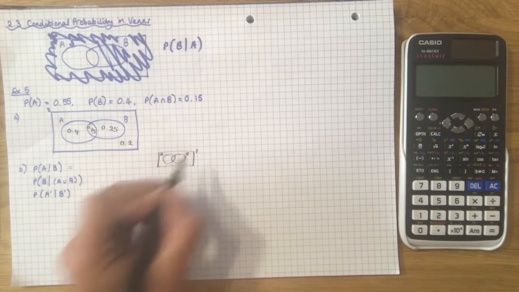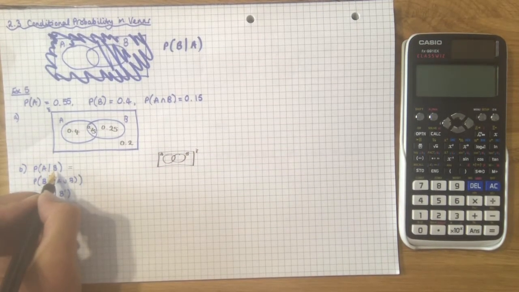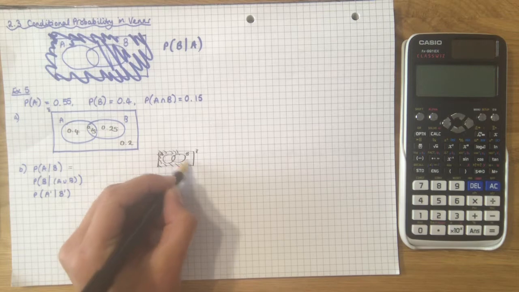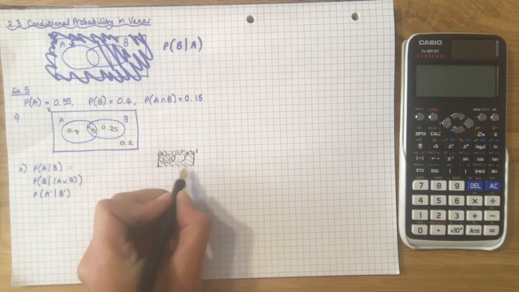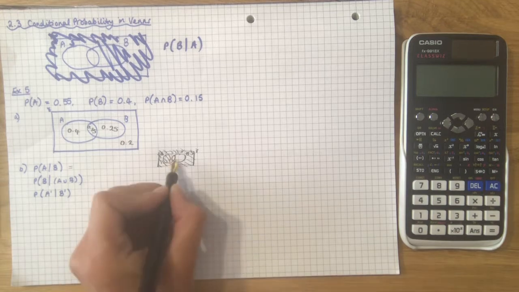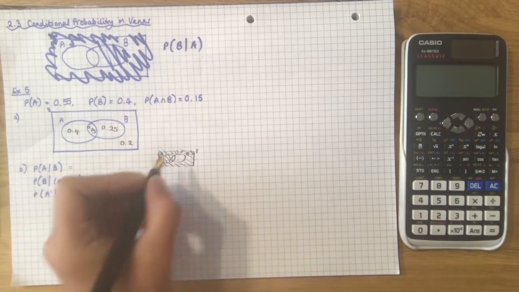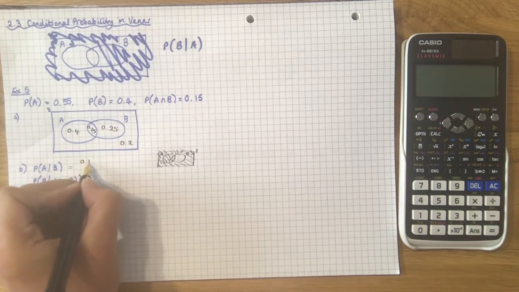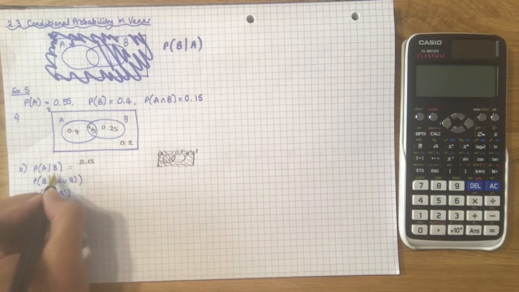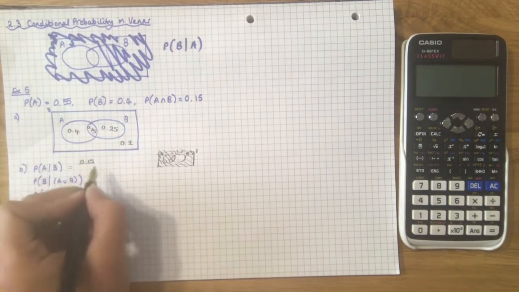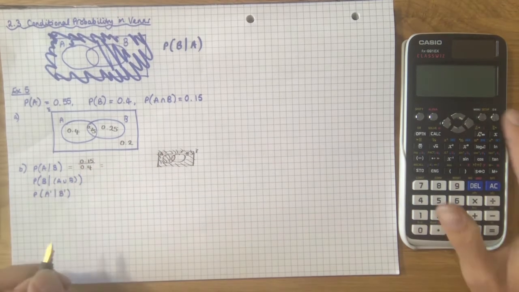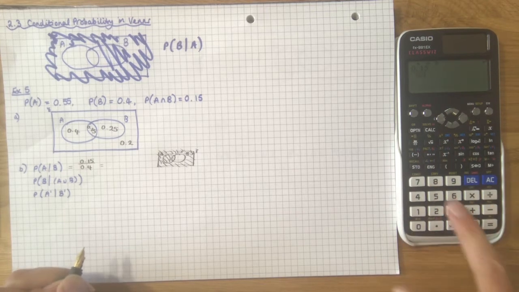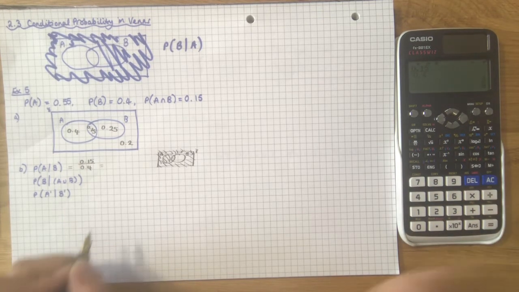A and B. So given that B has occurred means that I'm only interested in the B circle. So I'm going to get rid of all of that. All that's gone, and get rid of this bit. So I'm only interested in that bit there. So within that circle, what's the probability of A happening? Well, A only occurs in the intersection there now. So we're interested in 0.15 out of the probability of B occurring, which was 0.4. So let's work that out as a simplified fraction. 0.15 out of 0.4 is 3/8.